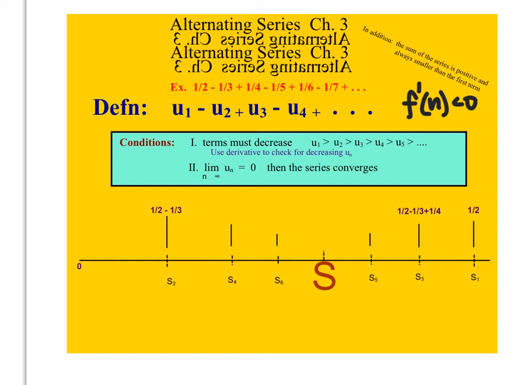So all it has to do is be decreasing, and the limit of the sequence has to go to 0, and then we know that it converges. So let's look at a visual of this, right?